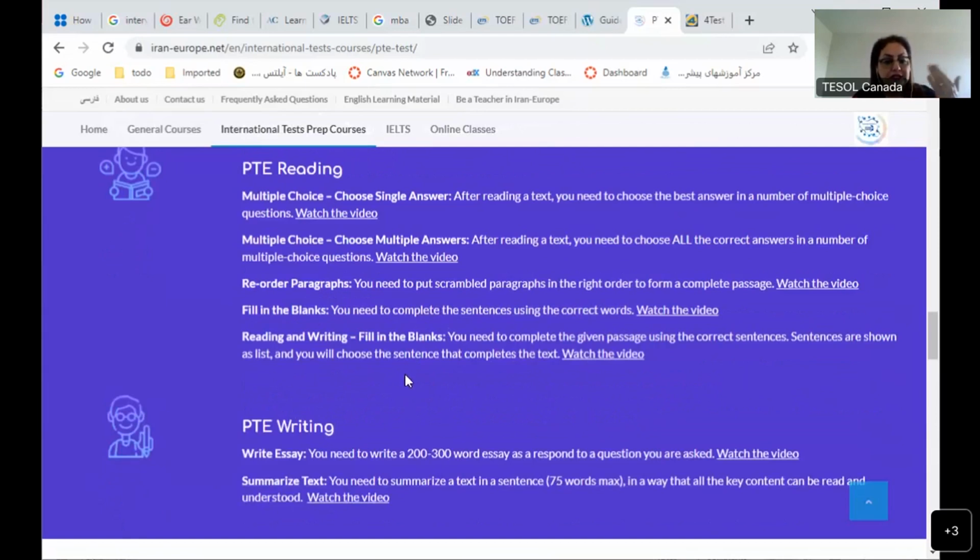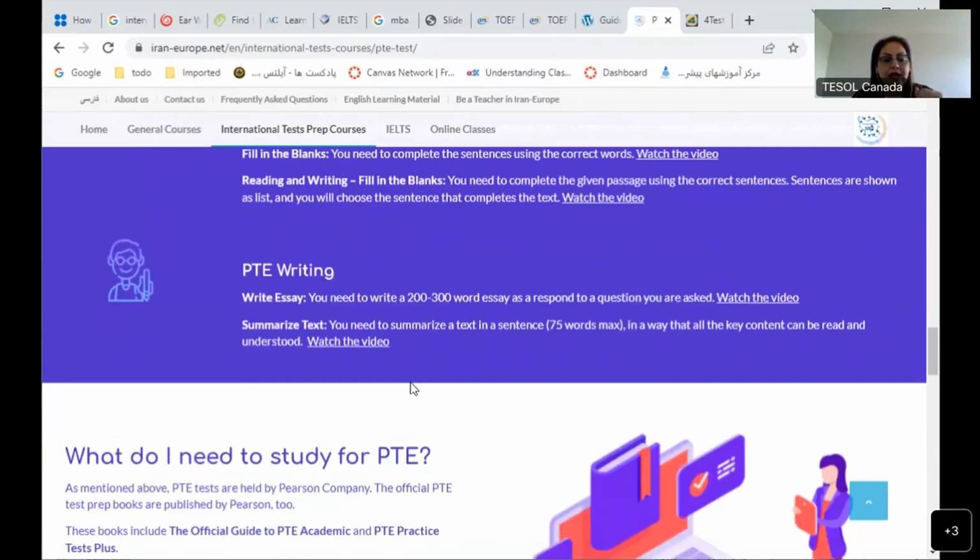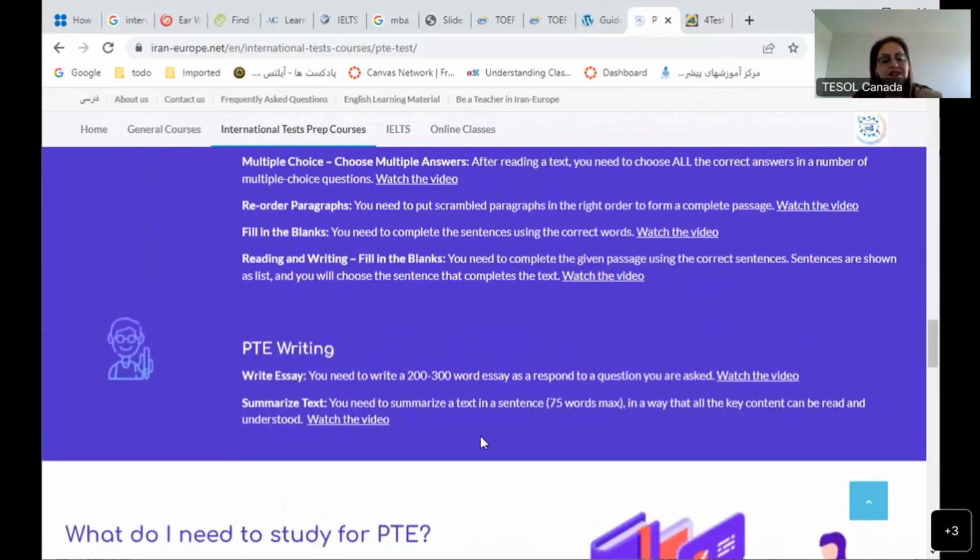They need to complete the given passage using the correct sentences. And the sentences are shown as a list. You will choose the sentence that completes the text. And the writing, it's writing an essay, 200 to 300 words. It's essay writing, and it's a response to a question.